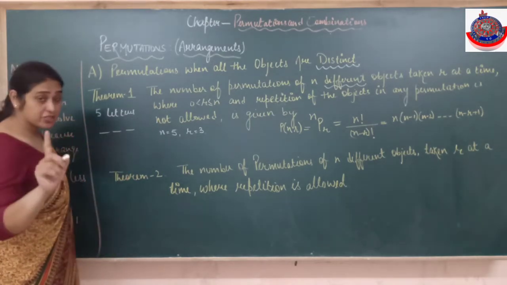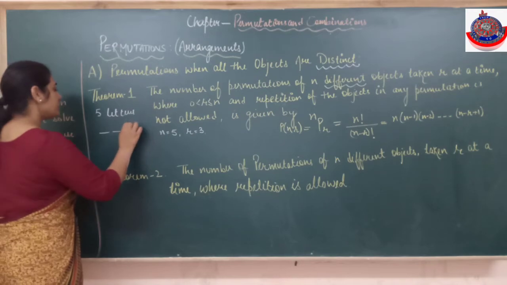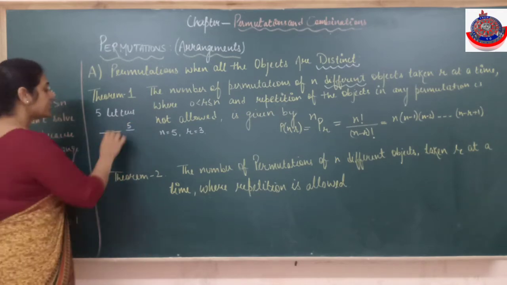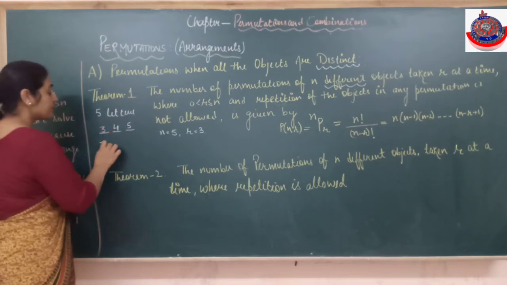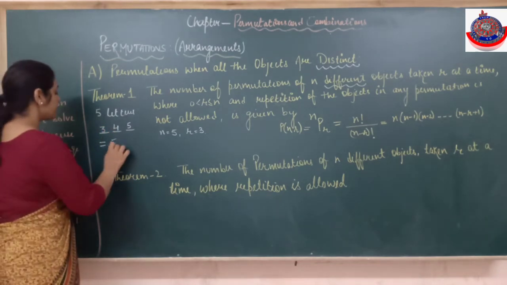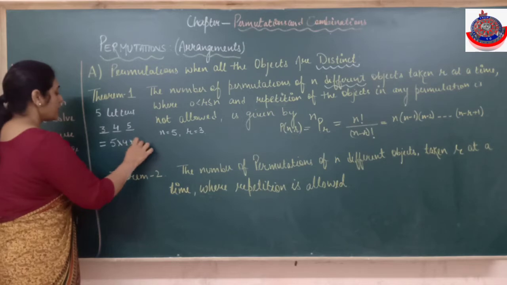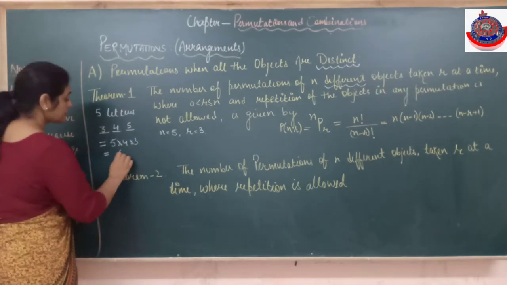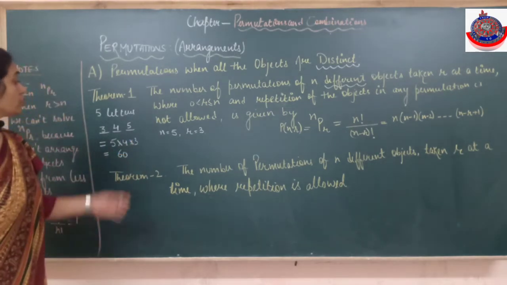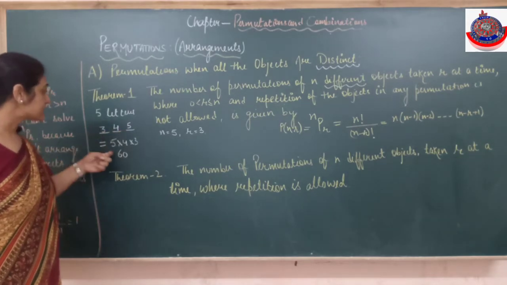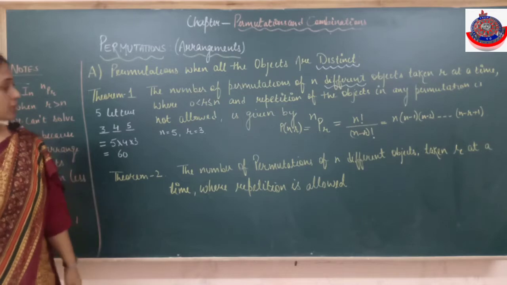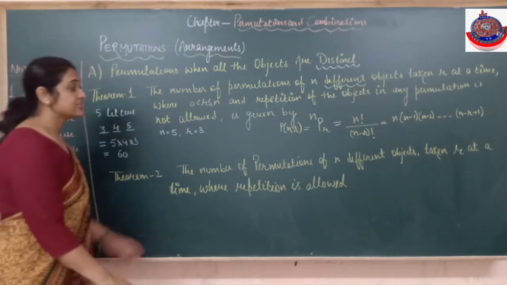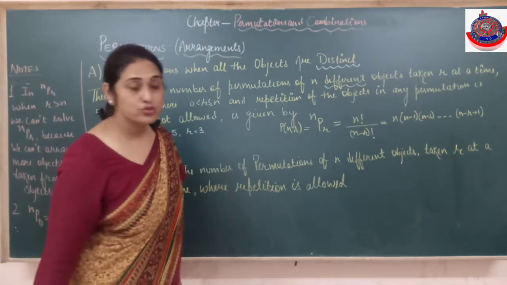What was in the dash concept? It says repetition is not allowed. So the first place would be filled in 5 ways. The second letter would be chosen in 4 ways. The third letter would be chosen in 3 ways. So by the principle of multiplication, it will be 5 into 4 into 3, which is 60. So 3-letter words possible from 5 letters, where repetition is not allowed, are 60. Clear? We can do the same thing by this formula also.